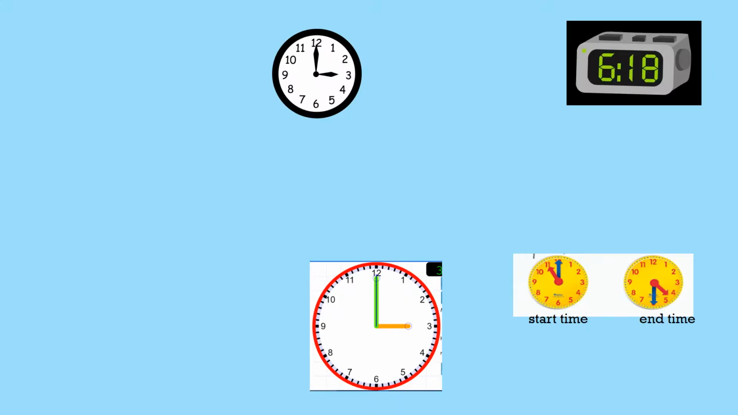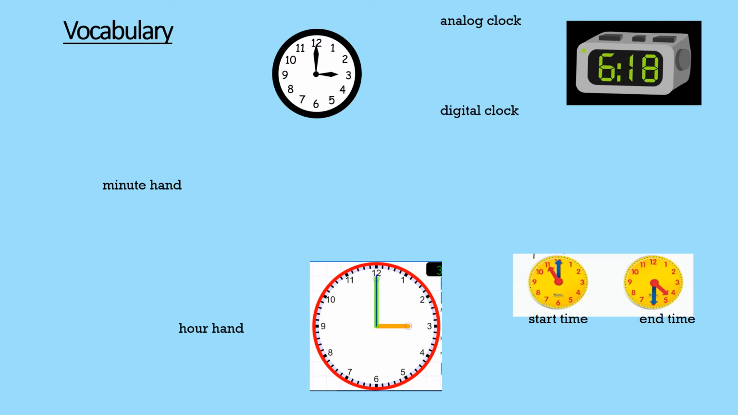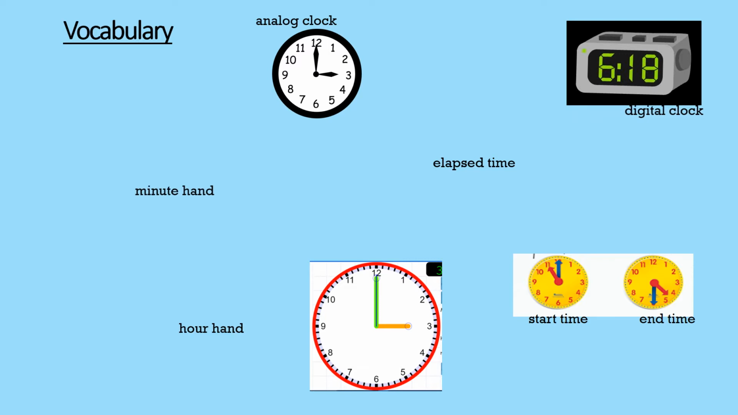To start with, we're going to talk about our vocabulary words. So we have a minute hand, hour hand, analog clock, digital clock, and elapsed time. Please pause the video and see if you can match those words to the pictures, and then hit play and see if your answers are correct. So to start with, we have an analog clock, a digital clock, which is mainly what you see in the world today.